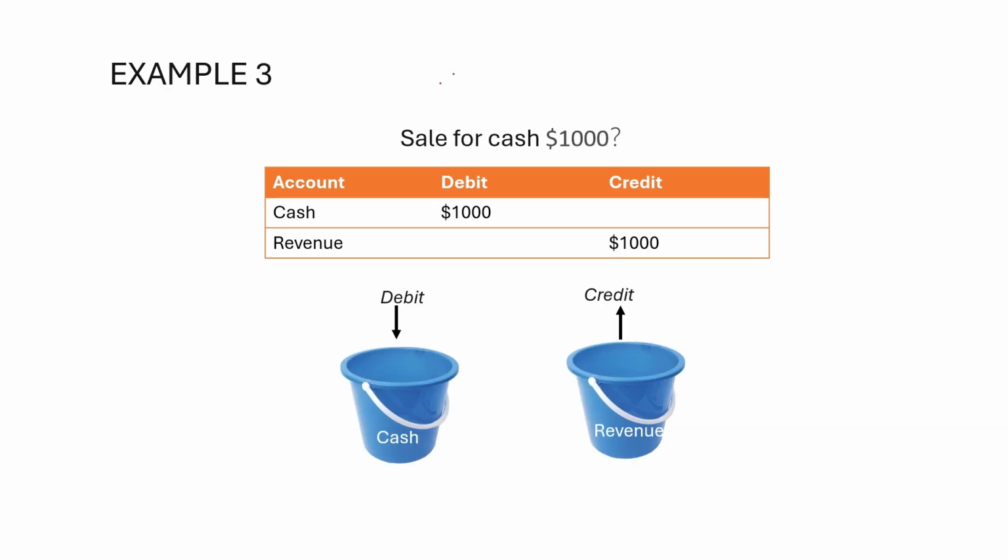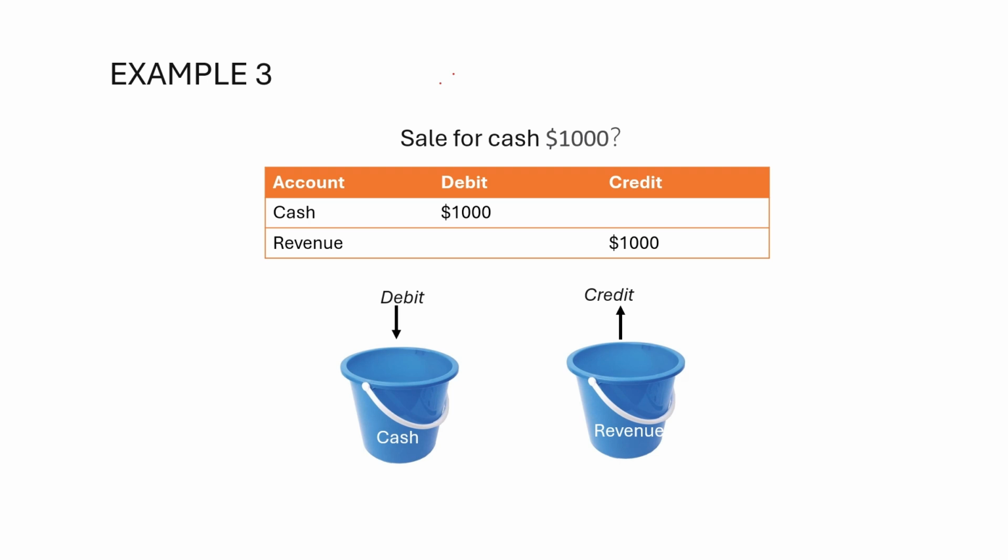Example 3 is a sale for cash, $1,000. And again, on the debit side, you get some cash because of this transaction. Therefore, asset increase should be on the debit side. And secondly, you made some sales worth $1,000 as well. Sales is revenue, and using the principle we just specified, LCRE increase on credit means liability, capital, revenue, and equity increase on the credit side. This is how we record it.